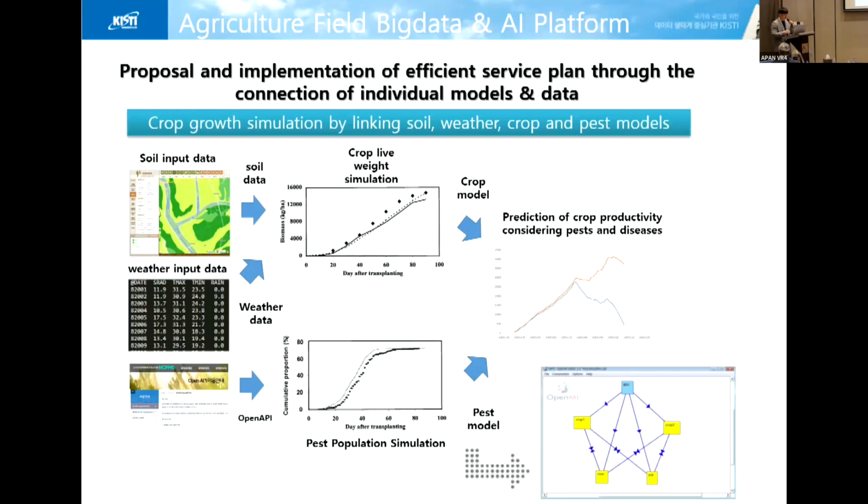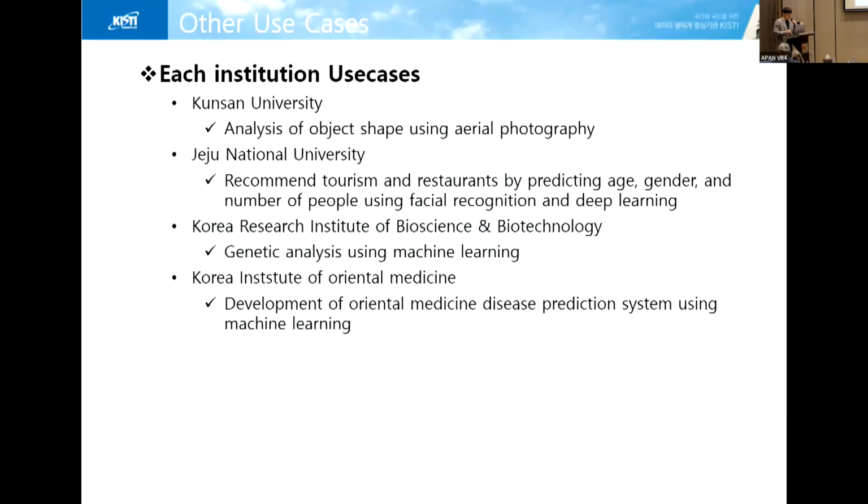In this way, in the field of crops and the environment, convergence of various fields is required to get results by linking various models. Various institutions and universities are using KRP as follows, and we are trying to discover cases. Currently, requests are coming from university labs, and in the case of university labs, it is difficult to easily purchase expensive GPUs.